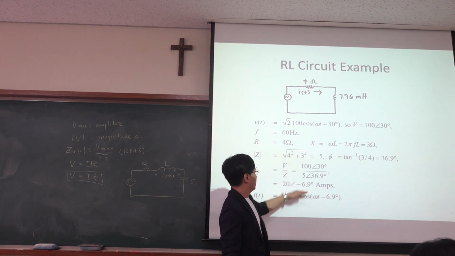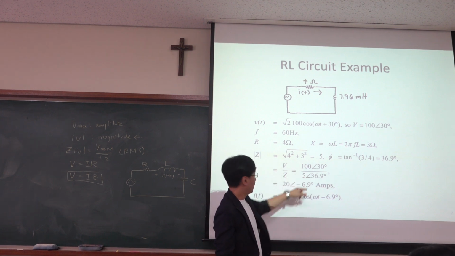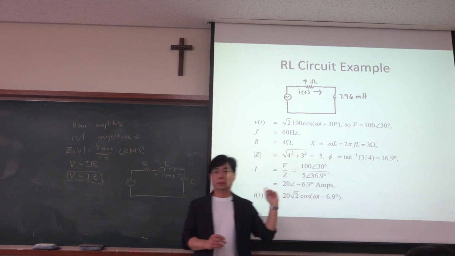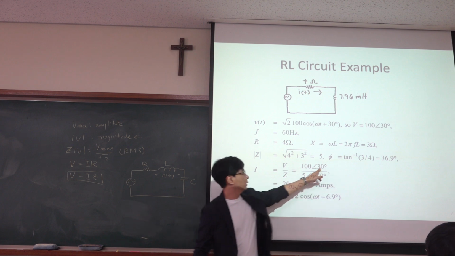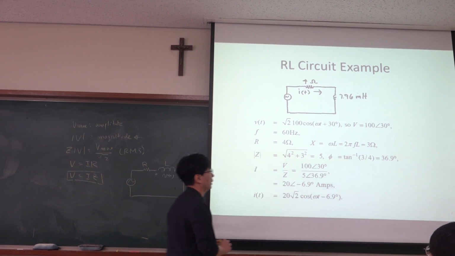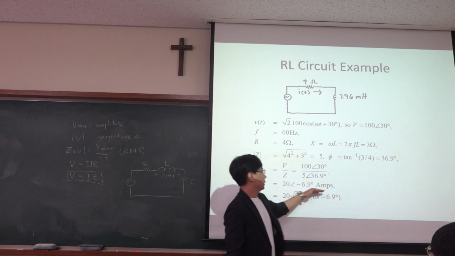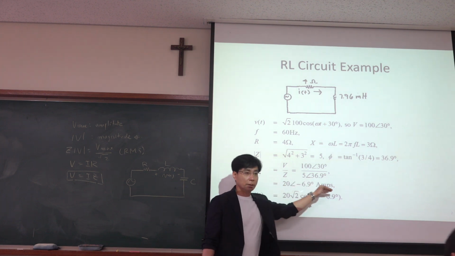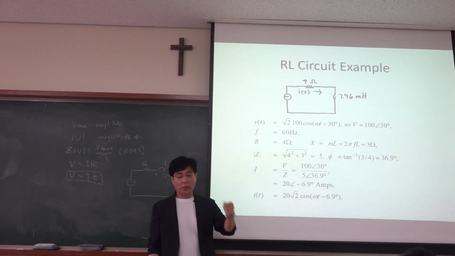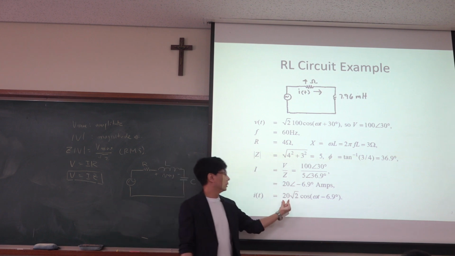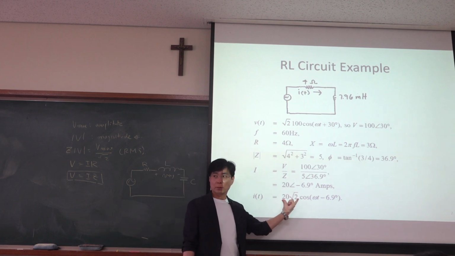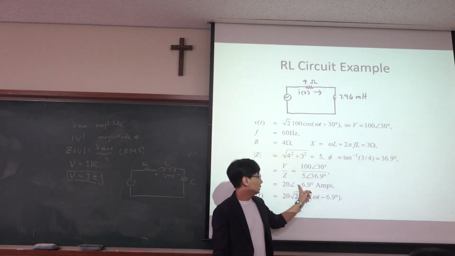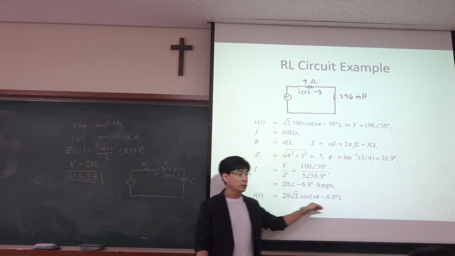The amplitude is 100 divided by 5, which gives us 20. And the angle is, how can you compute it? Just this minus that, which gives you minus 6.9 degrees. And this is the current in amperes. This is the phasor notation, and from it you can recover the instantaneous current: the amplitude times square root of 2, the same frequency, omega t, and the angle of minus 6.9 degrees. So this is the instantaneous current.